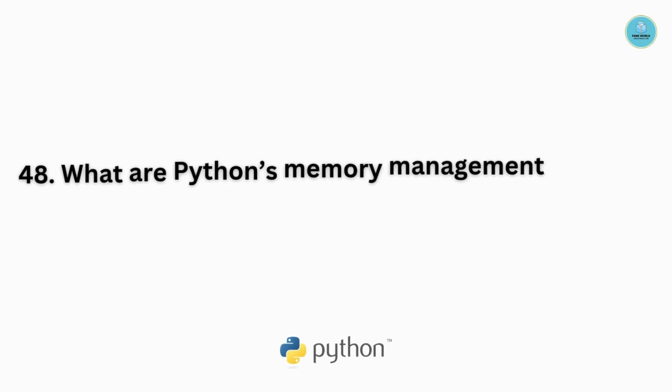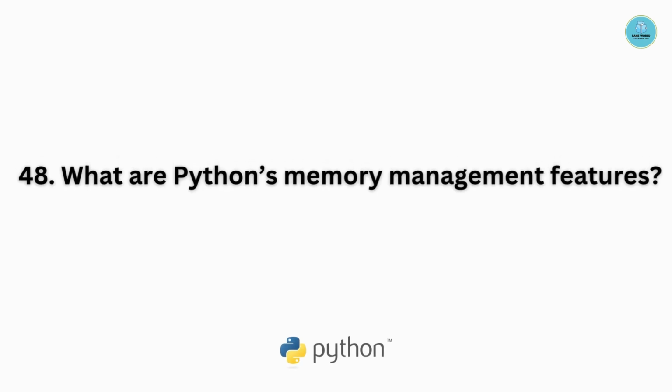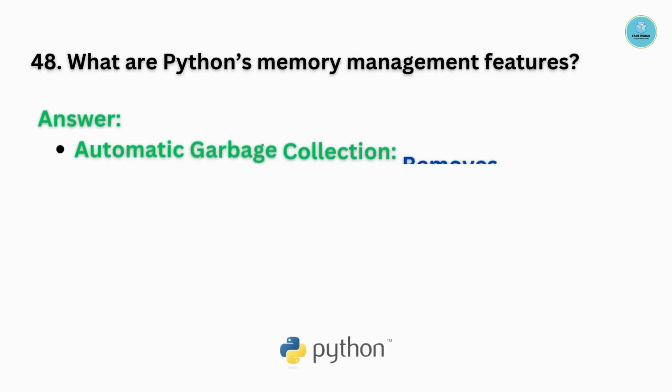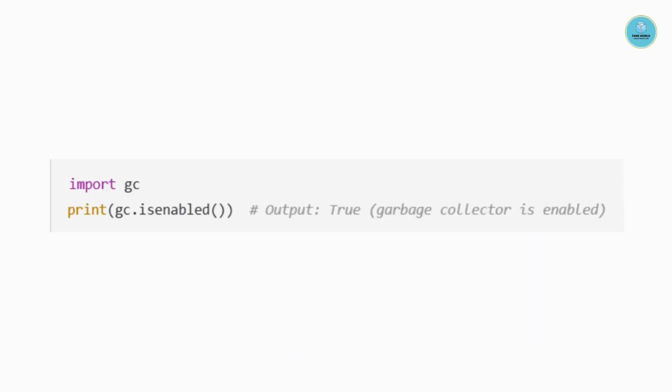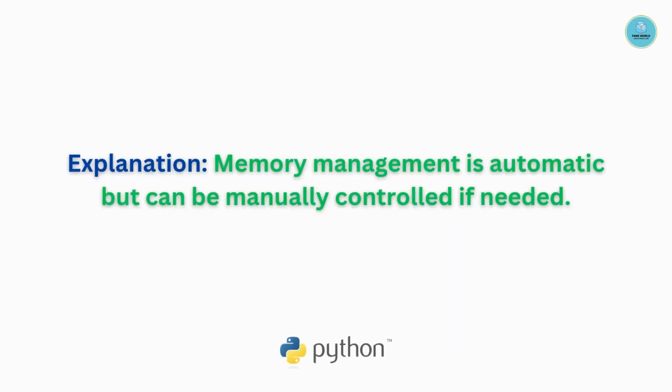Question number 48. What are Python's memory management functions? Automatic garbage collection, reference counting, weak references. Automatic garbage collection removes unused objects. Reference counting tracks object references, whereas weak references prevent the reference count from increasing unnecessarily. Example is as follows. Memory management is automatic but can be manually controlled if needed.